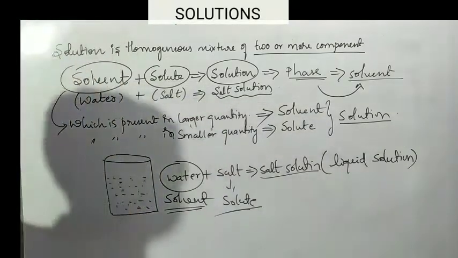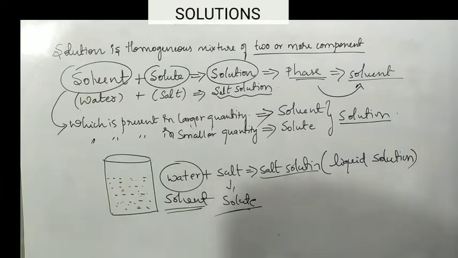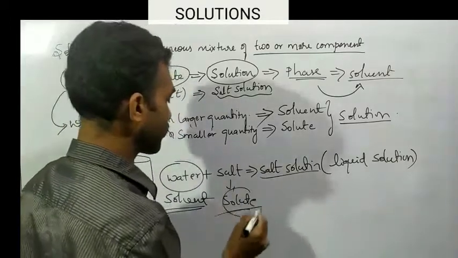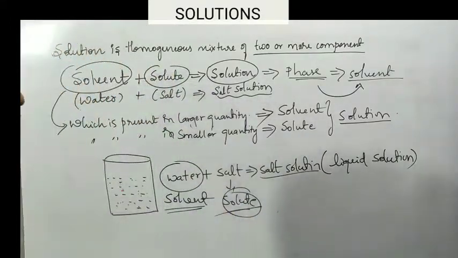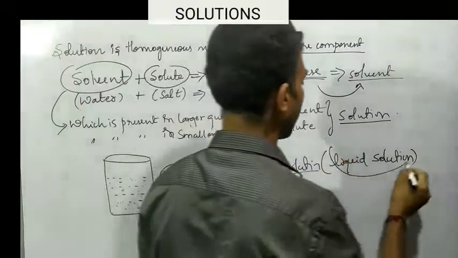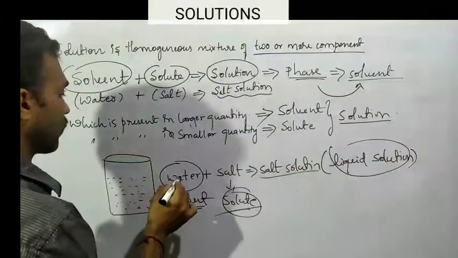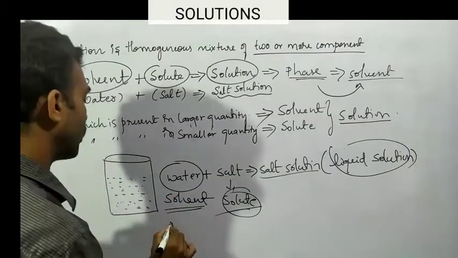The red color dot you can see, observe here, that is nothing but the particle of salt, right? That is what we call the solute. And the solution phase is a liquid solution. Why? Because the solvent phase is present in liquid state.